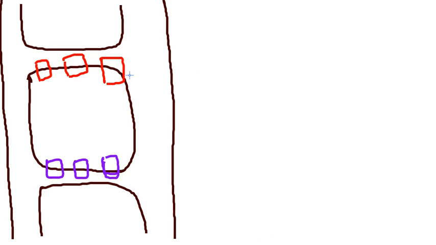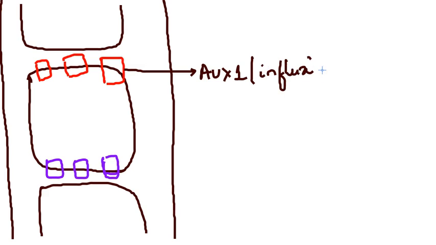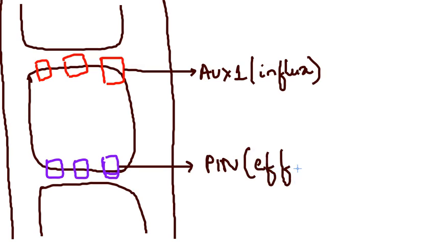So these red ones are auxin transporters. We studied that they help in auxin entry, so they are the influx proteins. Now these are the efflux proteins named as PIN proteins. They help in the exit of the IAA.